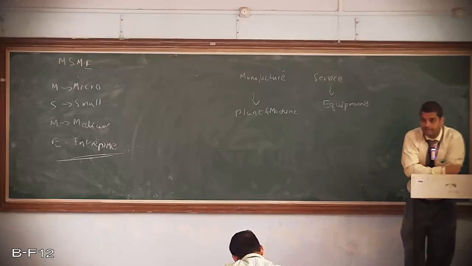Below 25 lakhs, if the investment turns out to be below 25 lakhs on plant and machinery, it is micro. From 25 lakhs to 5 crores, it is small scale. And from 5 crore to 10 crore, it is medium scale. This is based on investment as per the Indian Act 2006.